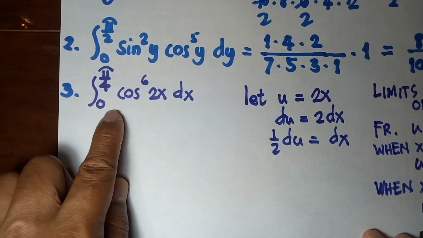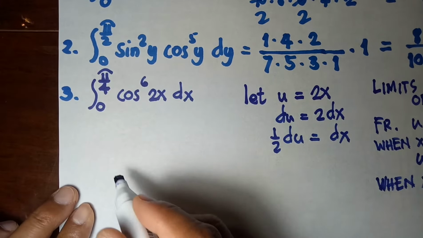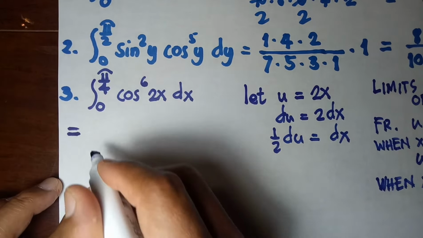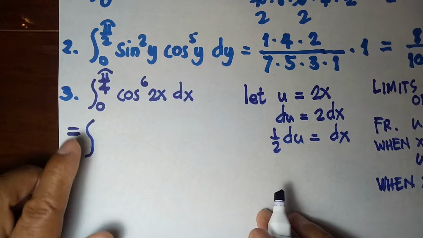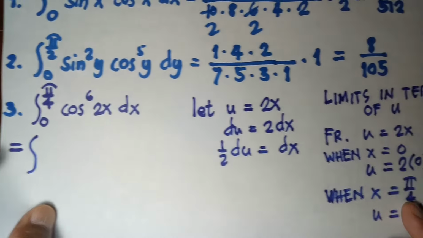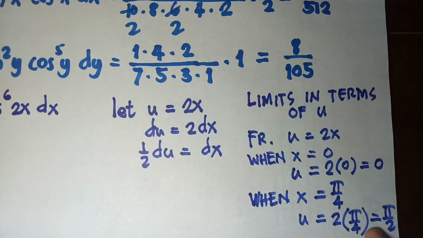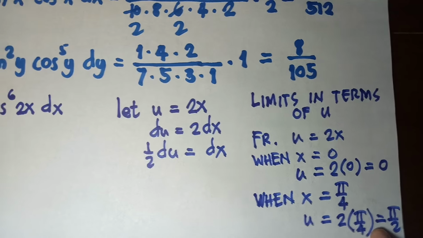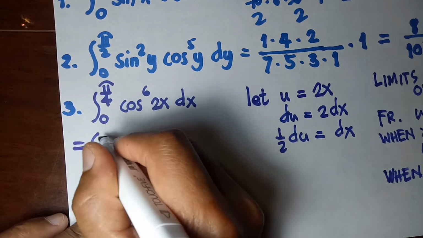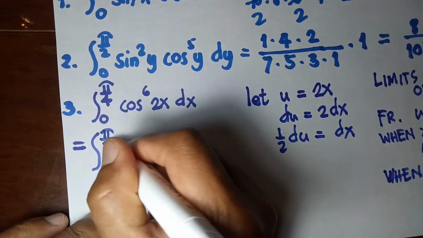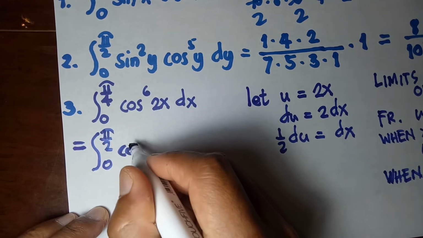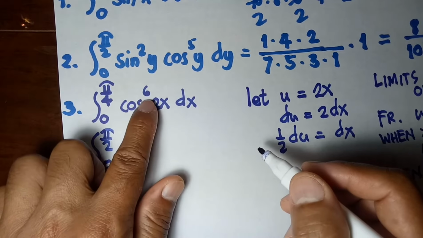Kaya rin yung ating problem, susulat natin in terms of u. So this will be equal to, so we have the integral sign. The lower limit in terms of u ay 0. Yung upper limit naman equal siya sa pi over 2. So 0 to pi over 2. And then we have cosine, and then raised to 6.